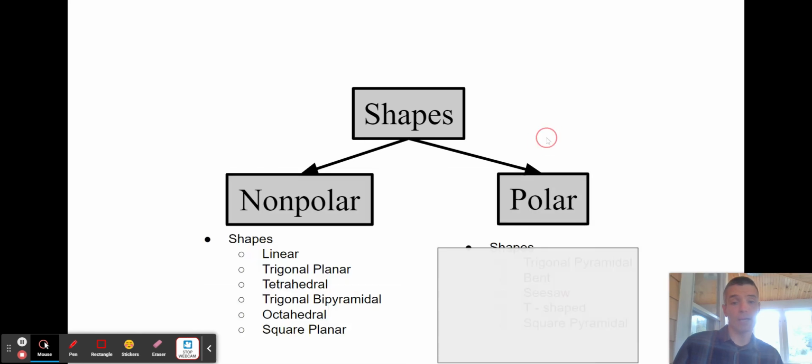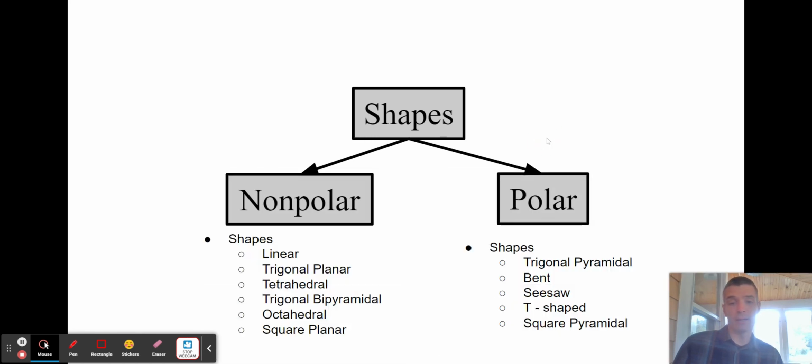So here they are again, in case I missed them or in case they were hard to get down. Those are the shapes. All right, let me know if this helps.